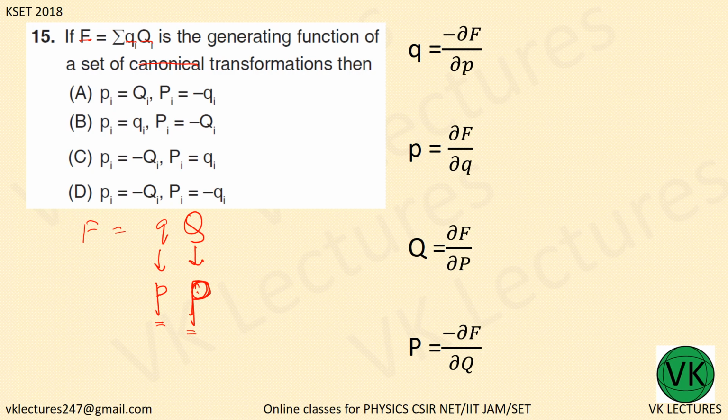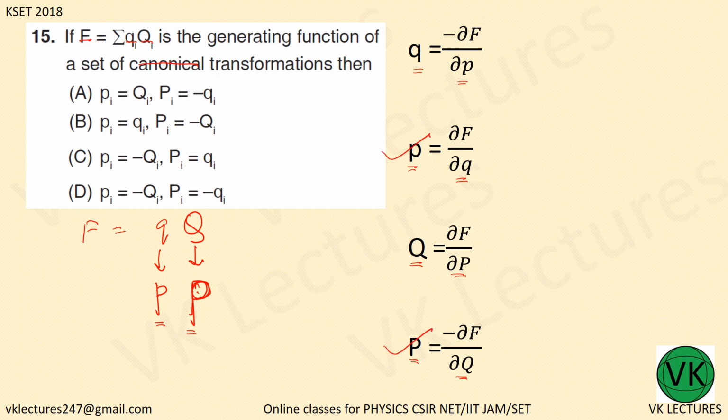Now these are the canonical or transformation equations. Small q is equal to minus dou F by dou small p. That means if you want to find out q, you have to differentiate with respect to p and put a minus sign. And small p is equal to dou F by dou small q. Capital Q is equal to dou F by dou capital P, and capital P is equal to minus dou F by dou capital Q. Now what do we have to find? We have to find small p and capital P. This is small p, this is capital P.